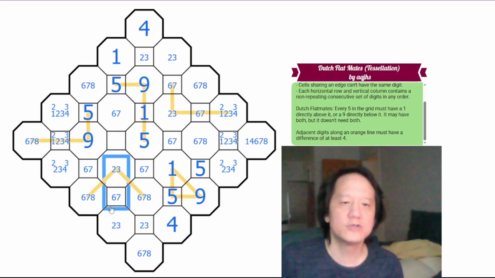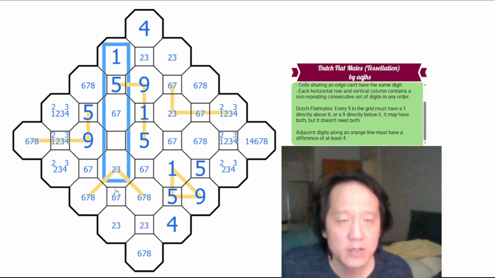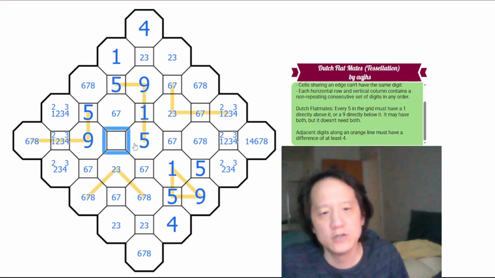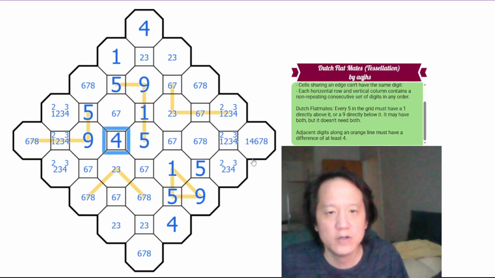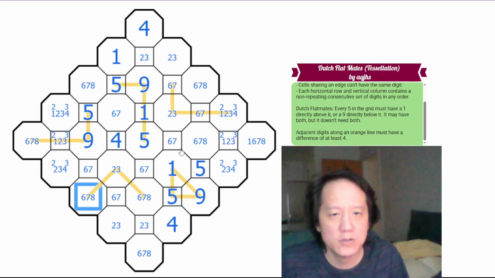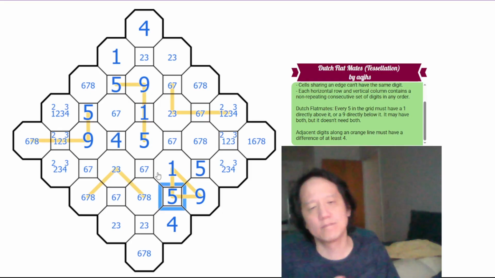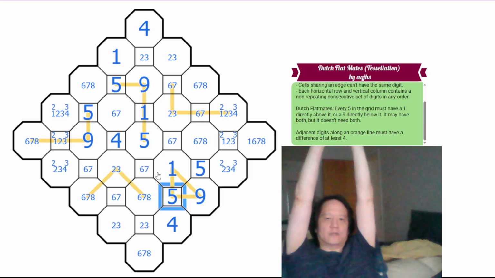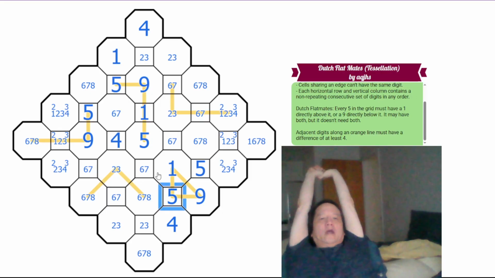We have a 2, 3, 2, 3 pair in column 4 also, which eliminates 2 and 3 in the rest of the row. So this has to be a 4 here. That 4 eliminates 4 in the rest of the row. So this is a 6, 7, 8 triplet. That's fine. Okay.